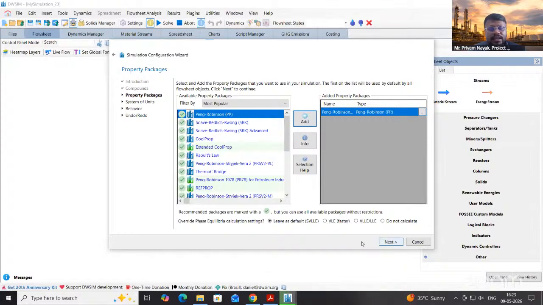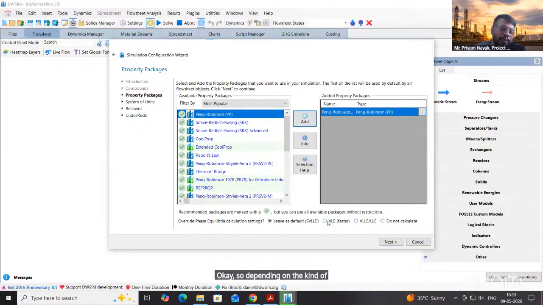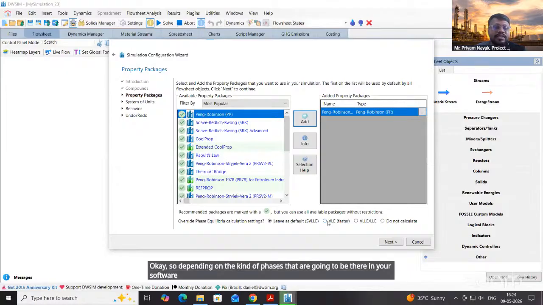Then if you say next, also by the way, here you can see the phase equilibrium settings that you want to work with. The default is SVLLE, solid, vapor, liquid, liquid equilibrium, or you can work with VLLE, or VLE. Depending on the kind of phases that are going to be there in your simulation, you can select. I'll leave it with the default SVLLE, although there is no solid, but definitely there will be vapor and liquid. So I'll leave it with the default for now.